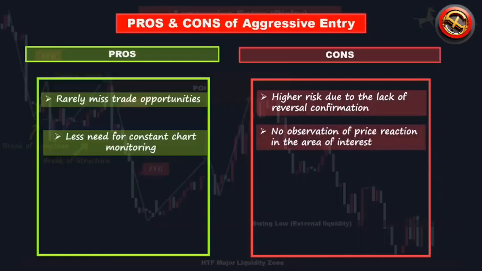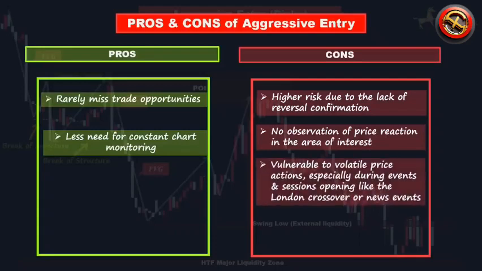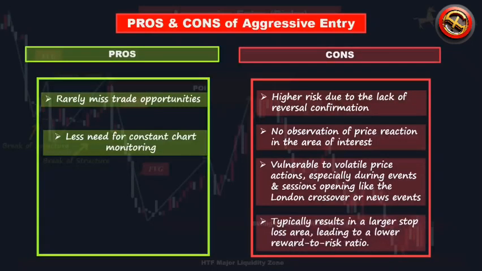For instance, consider a situation where it coincides with the London-New York crossover, and a news event caused volatile price movement. There's a high chance the price hits your stop loss, and then starts moving down. Since this entry method involves a larger stop loss area, it obviously provides a lower reward to risk ratio. Now let's move into the conservative entry model details.